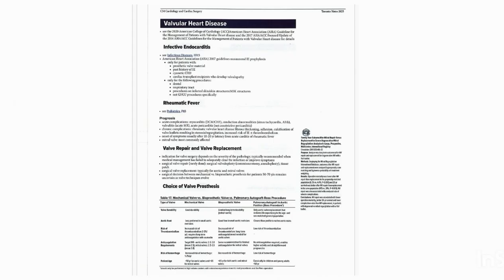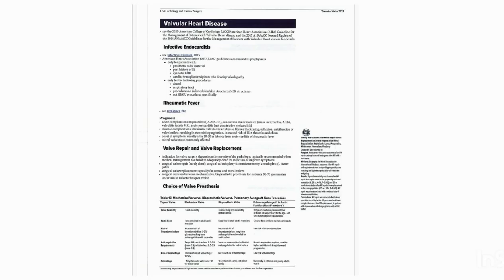They are generally preferred in patients younger than 50 years for aortic valve replacement, and patients younger than 65 years for mitral valve replacement. These valves are ideal for younger patients who can safely maintain lifelong anticoagulation.